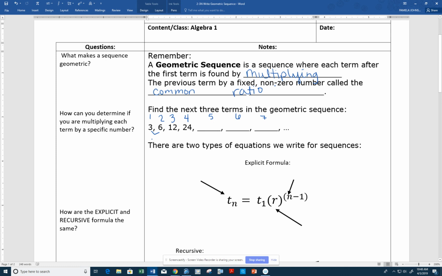So to get from 3 to 6, we multiplied by 2. To get from 6 to 12, we multiplied by 2. The same thing to get from 12 to 24, we multiplied by 2. So to get the next term, we're going to do 24 times 2 and get 48. Then multiply 48 times 2, get 96. We'll multiply 96 times 2, and we'll get 192.